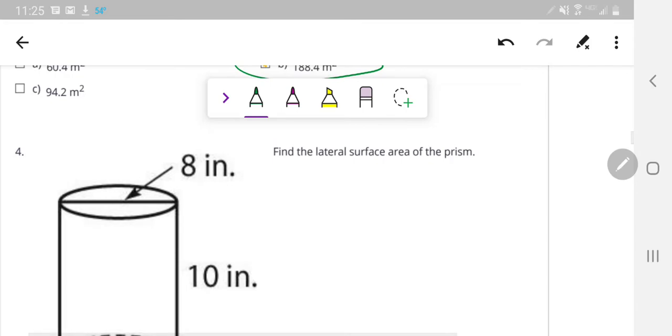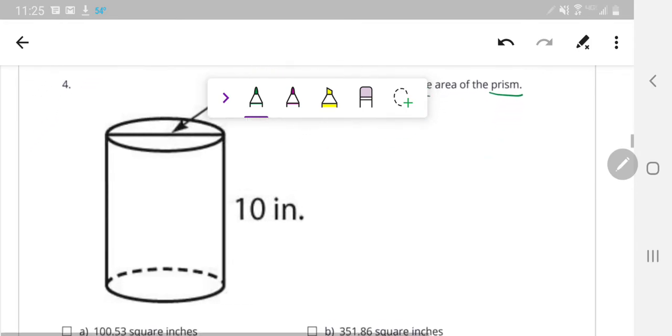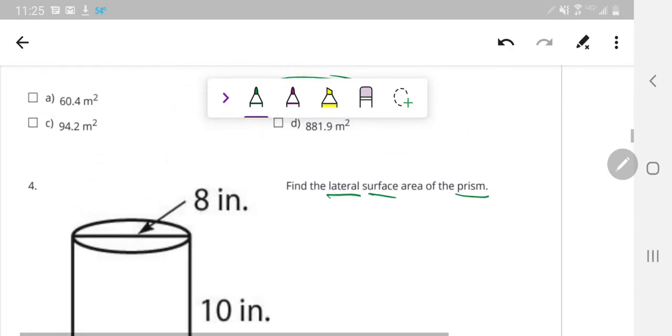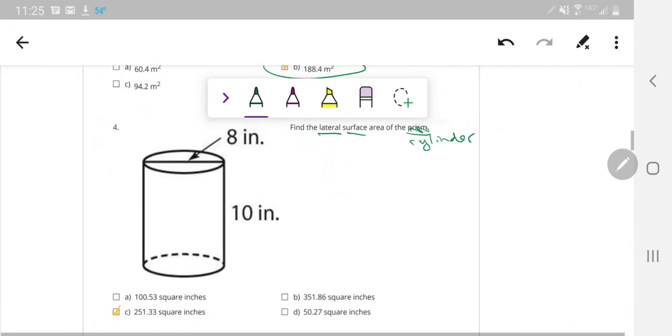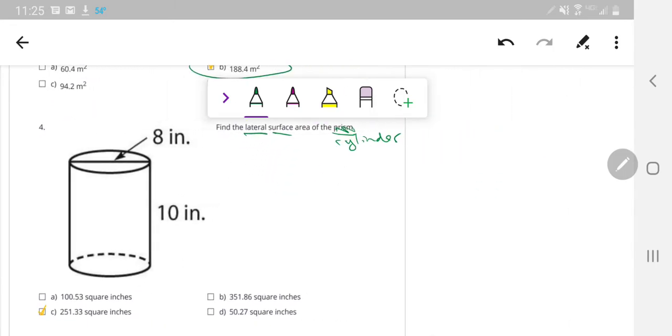All right, what are we doing? Oh, we're finding the lateral surface area of the prism. This is a typo. That is not a prism. That is a cylinder. All right, let's go for this cylinder here. It is just the lateral surface area again. So lateral surface area is just that 2 pi r h.